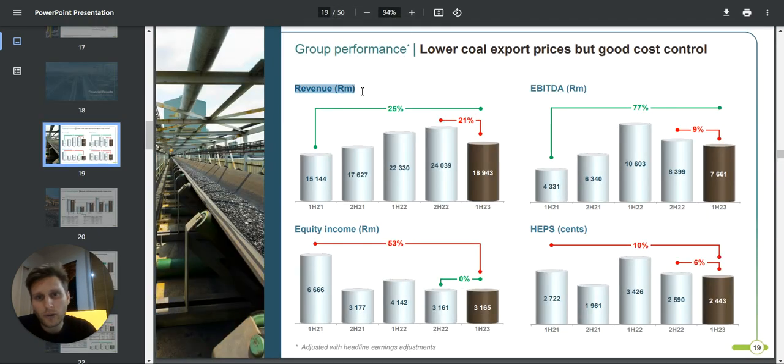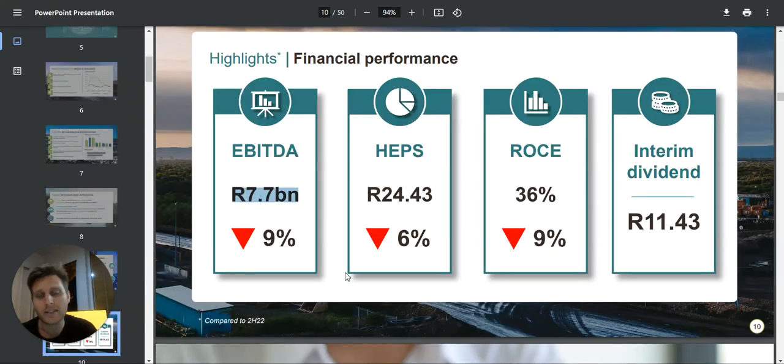Here's what I'm talking about, the revenue for the first 6 months. The 6 months, the back half of 2022, so June to December, you'll see that Exxaro made $24 billion in revenue, which is a 21%, 18 billion in 2023, first 6 months, which is a 21% decline from the 6 months ending 2022. So there's that 21% decrease in revenue, but them being able to contain their costs only resulted in a 9% earnings compression, which is good management.